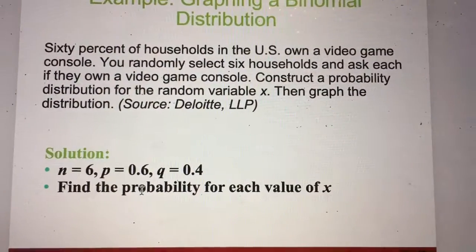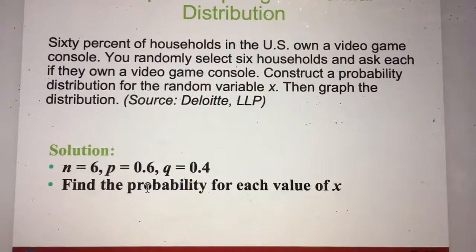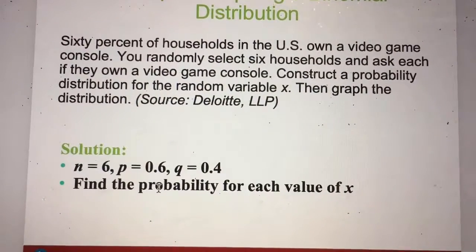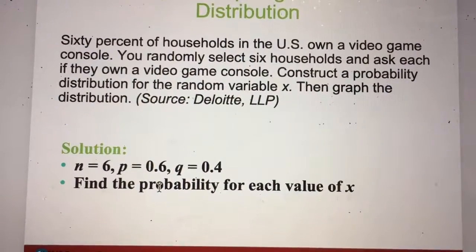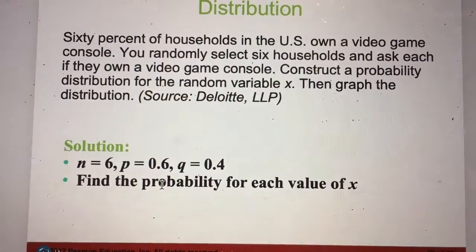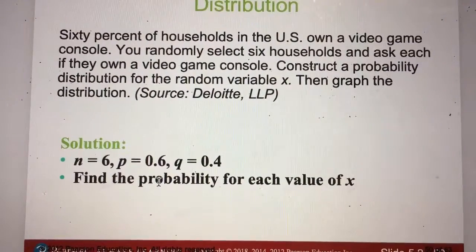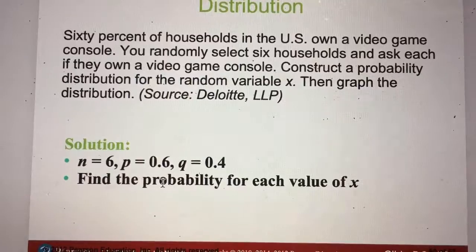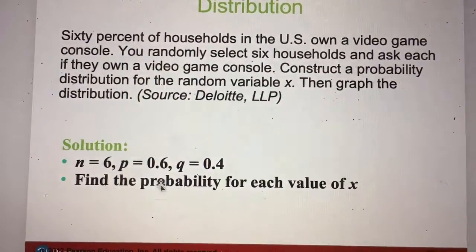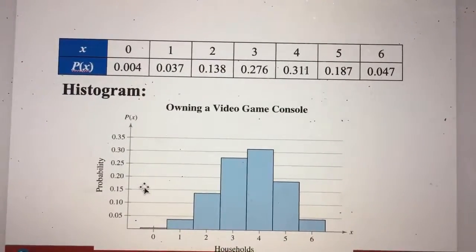Okay, so this one says 60% of the households in the U.S. own a video game console. You randomly select 6 households and ask each if they own a video game console. Construct a probability distribution for the random variable x. So now we want to construct the whole thing, 0, 1, 2, 3, 4, 5, 6. Okay, so here we have n is 6, and then 0.6 is our probability of success, and 0.4 is our probability of failure. So here we've got 0, 1, 2, 3, 4, 5, 6.